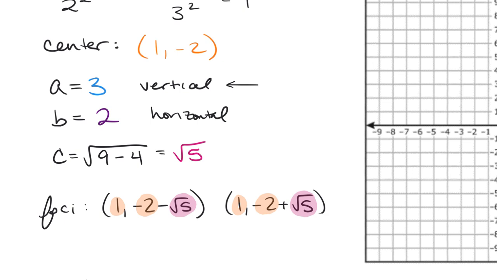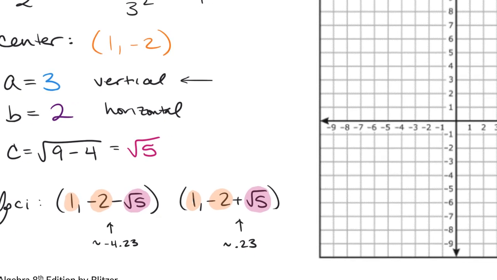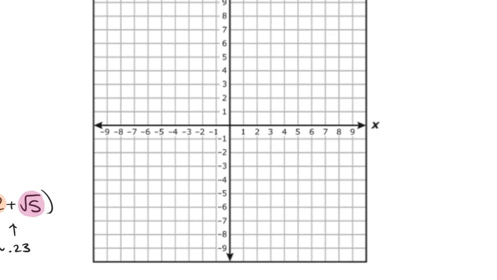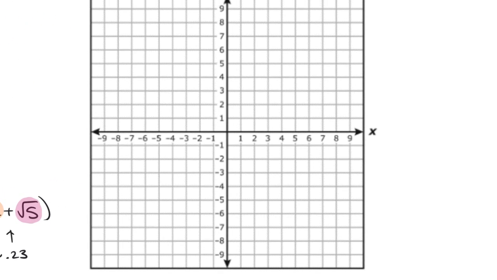For plotting purposes, negative 2 minus square root 5 is approximately negative 4.23. And for plotting purposes, negative 2 plus square root 5 is approximately 0.23. So it's going to give us places to plot these coordinate points. Let's start from the beginning, and let's plot the center first. The center here is at 1 comma negative 2. So now instead of putting it at the origin, we're putting it at 1 comma negative 2.